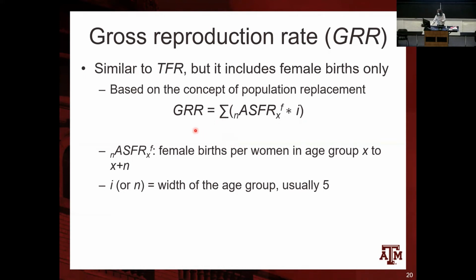The calculation of the gross reproduction rate is really similar to the total fertility rate. The difference is that now the numerator of this rate here, I'm getting only daughters, right, that were born in that specific year for each specific age group. And the width of the age group is usually the same one, 5, for those 7 age groups, 15 to 19 until 44 to 49.